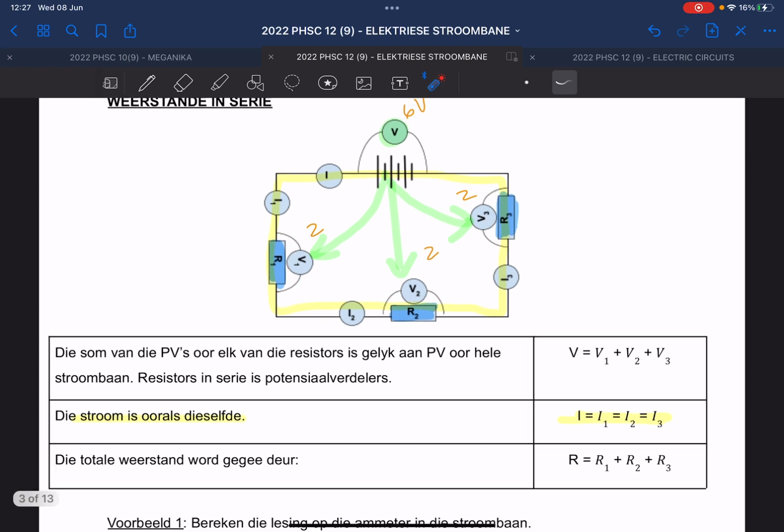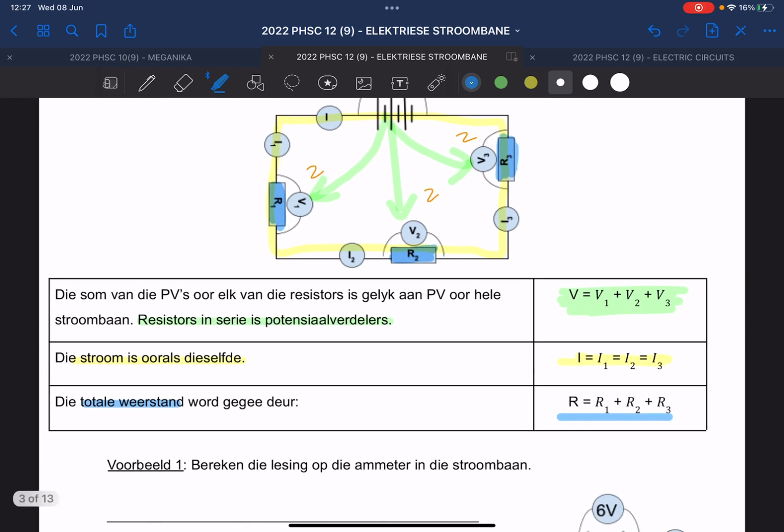Goed, so we say there that your volts will divide up, or it will split up. So we say resistors in series are potential dividers, potentiaal verdelers. Okay, and as jy jou totale weerstand moet gaan uitwerk, then you're just going to add them together, because they are in series with one another. Ek gaan nou redelik vinnig hierdie rond, ek dink jy ken hierdie.